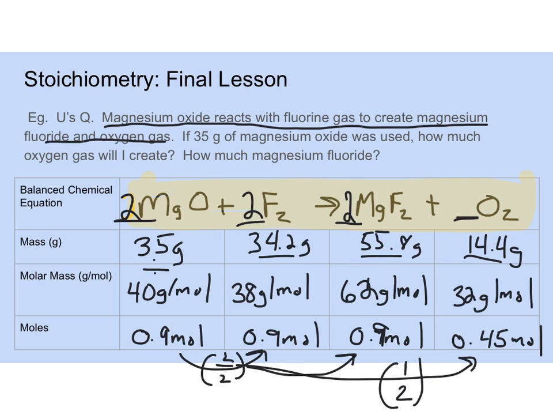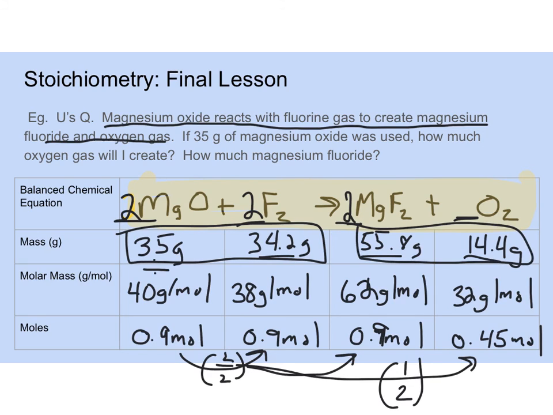Okay, and it's always good to make sure that these two things add up. So if I add these two things together, we're at like 70. If I add these two things together, we're also at around 70. So it makes me a little bit more confident that I did this correctly. Okay, so what this is saying is that you would need to use 34.2 grams of fluorine, and that will produce 55.8 grams of magnesium fluoride and 14.4 grams of oxygen.